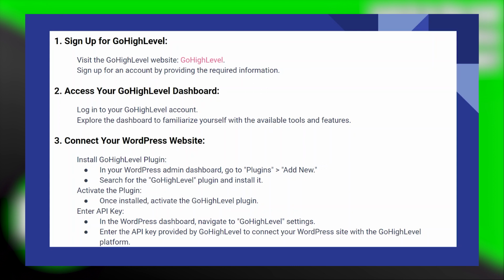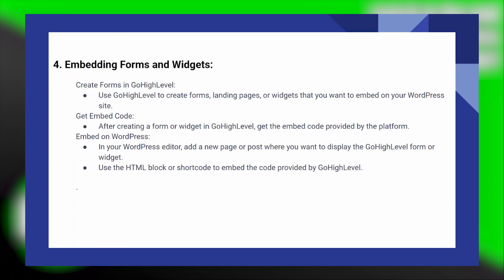In the WordPress dashboard, navigate to Gohighlevel settings. Enter the API key provided by Gohighlevel to connect your WordPress site with the platform. Use Gohighlevel to create forms, landing pages, or widgets that you want to embed on your WordPress site.